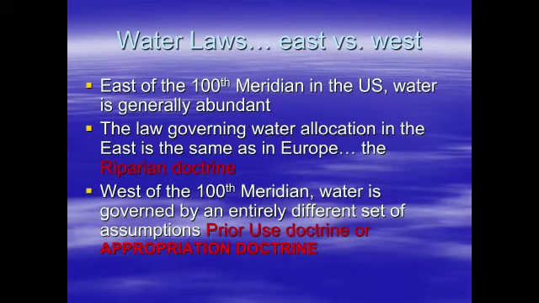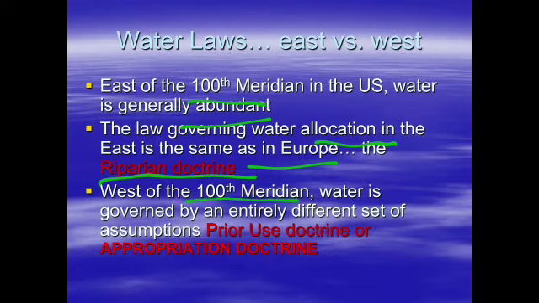Water laws, east versus west. East of the 100th meridian in the US, water is abundant, and allocation is governed by the riparian doctrine, as in Europe. West of the 100th meridian, water is governed by an entirely different system, the prior appropriation doctrine.